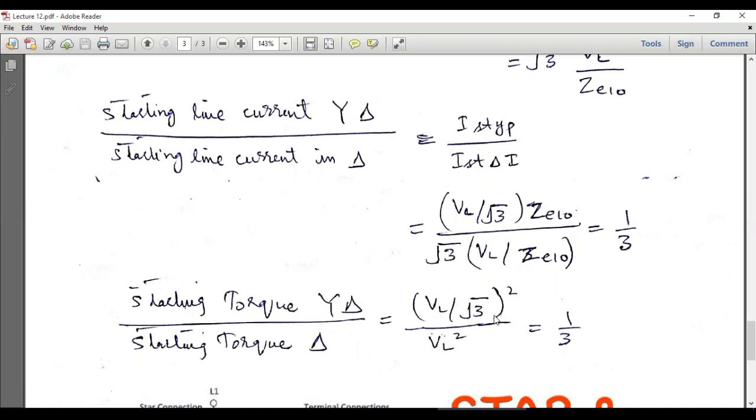So from both the expressions, the starting torque in a star connection will be 1 by 3 times the starting torque in delta connection, and due to this smaller torque, there will be smaller current drawn by the motor at start. At the start, since the motor is at rest and its rotor is not rotating, there is no back EMF. So if the motor draws a huge amount of current, since there is no back EMF, the current can exceed and it can damage the stator windings.